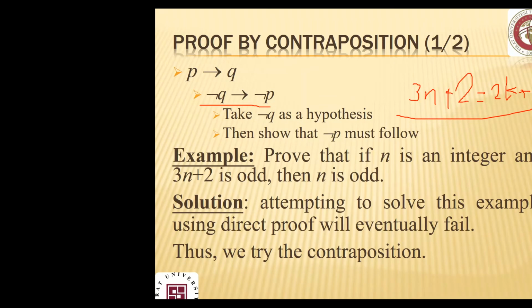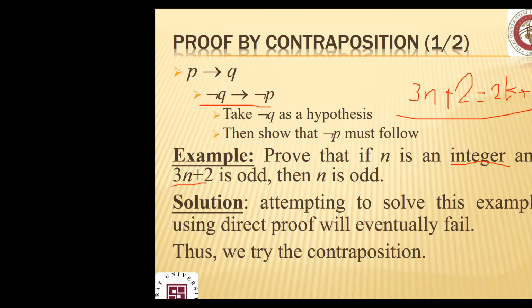How about if we take the other way around, contrapositive or contraposition? Contraposition says what? Not Q implies not P. Not Q, N is odd. If we negate it, N is not odd. Not odd means even, because in integers we have either even or odd. Alright, so N is even, not Q, implies not P.